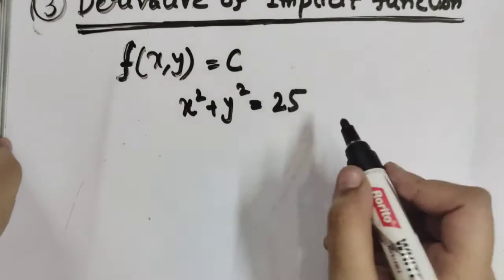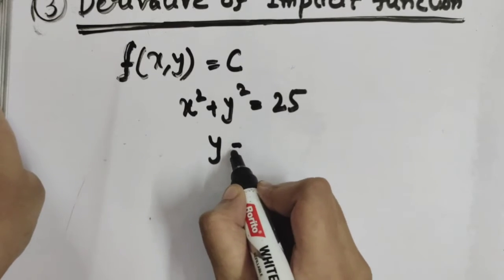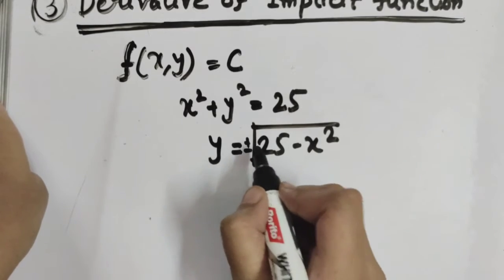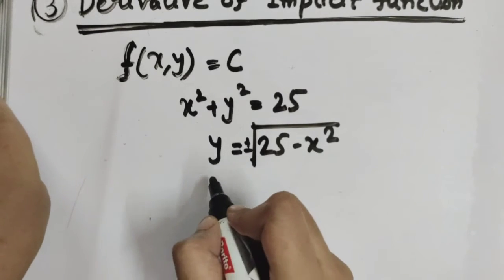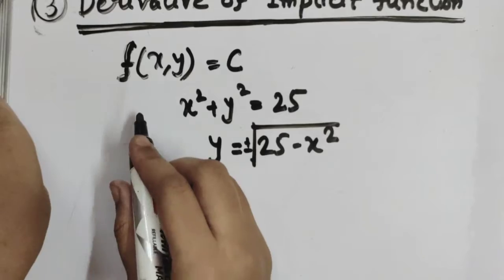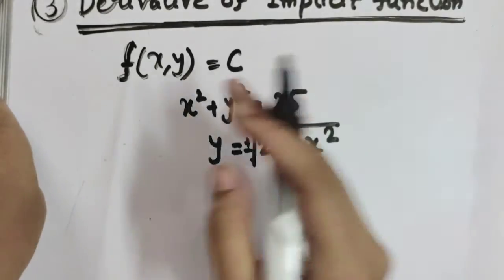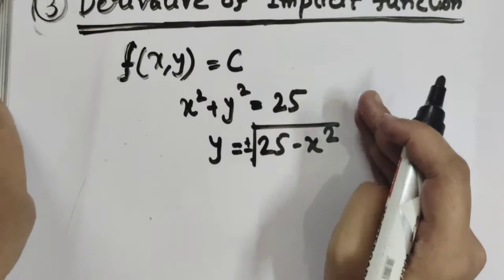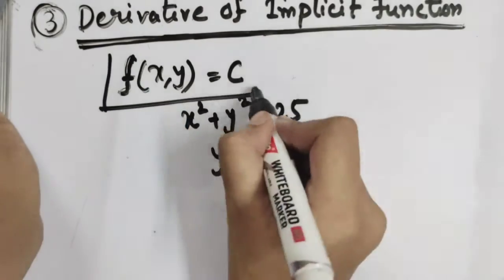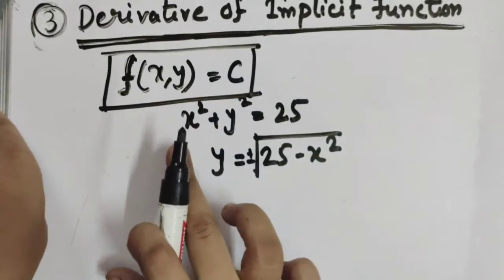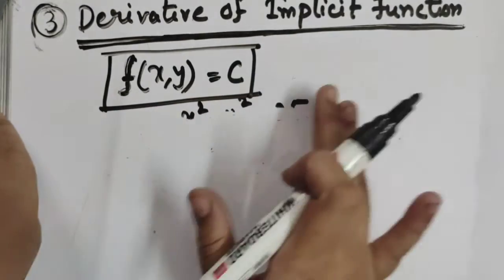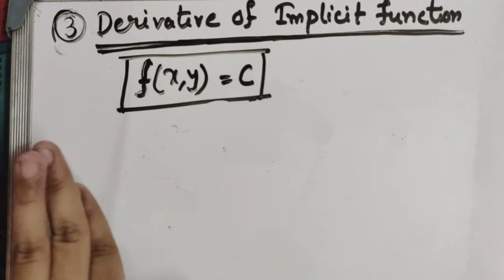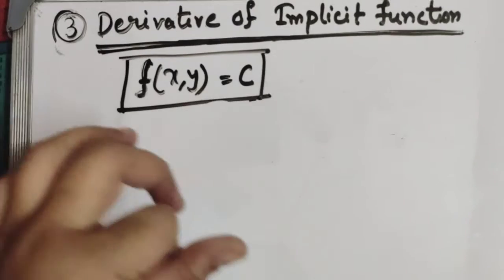If there is an expression for y, that means y equals plus minus square root under 25 minus x square, that is an explicit function. So when the expression of a function is given indirectly or implicitly, then we can call it an implicit function. Now the general form of implicit function is f of x comma y equals to c. Okay, get it? Now how can we derive the derivative of implicit function?